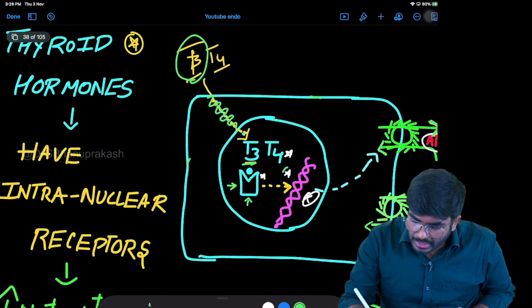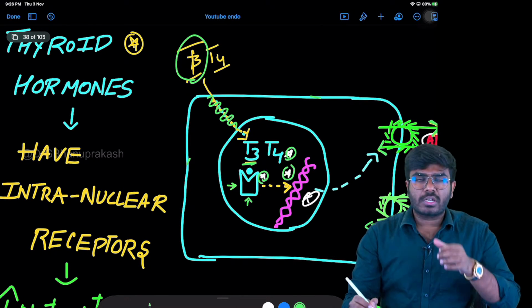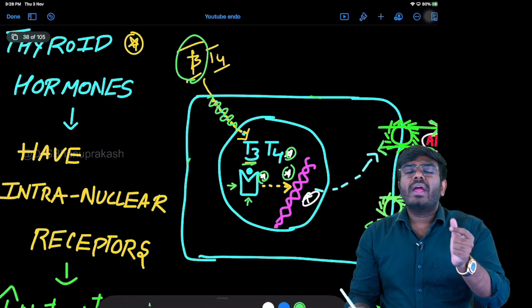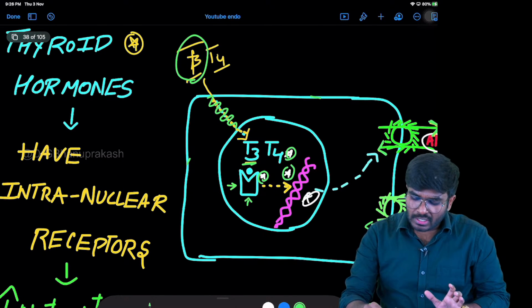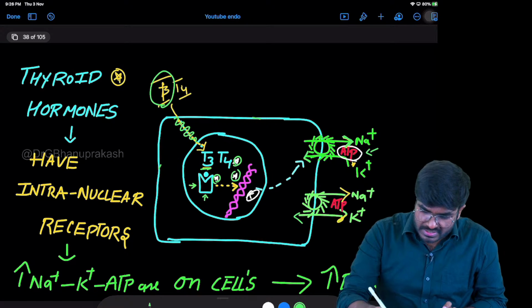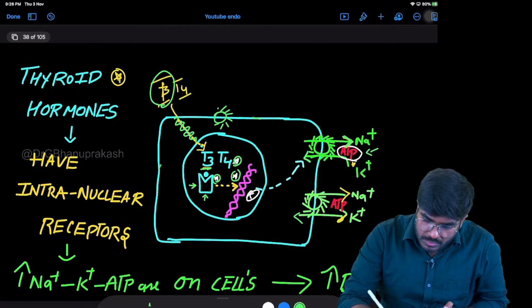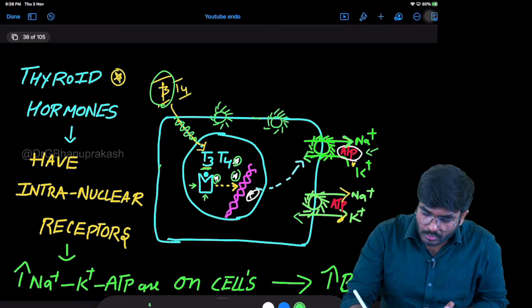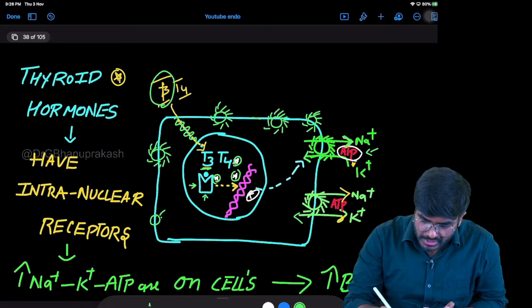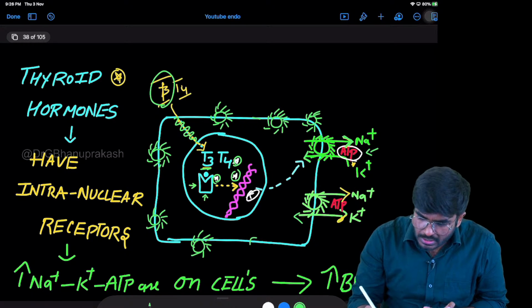Now it will cause transcription and translation. So at the end of the day, this is what happens. There is production of more sodium potassium ATPases. Now instead of 2 or 3 sodium potassium ATPases on the surface of the cell, see how many are coming. Now the sodium potassium ATPase concentration on the cell membranes is increasing.